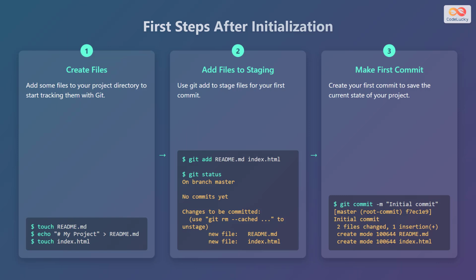Step 3. Make your first commit. Create your first commit to save the current state of your project. Use the command git commit -m, followed by a descriptive message to record your changes.